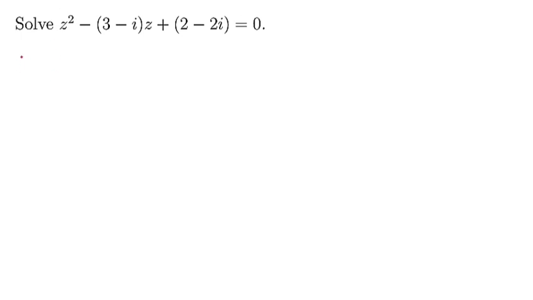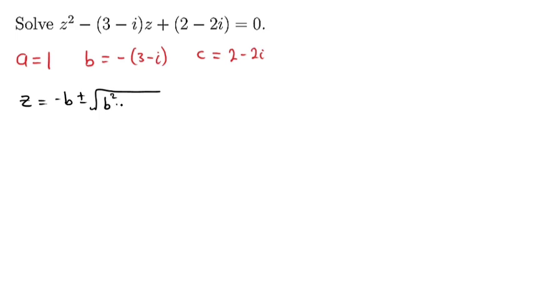So the coefficient of z squared, which is our a, is simply 1. The coefficient of z, which is our b, is negative, open bracket, 3 minus i. And the constant c, in this case, is simply 2 minus 2i. So z is equal to negative b plus or minus the square root of b squared minus 4ac, all this over 2a.